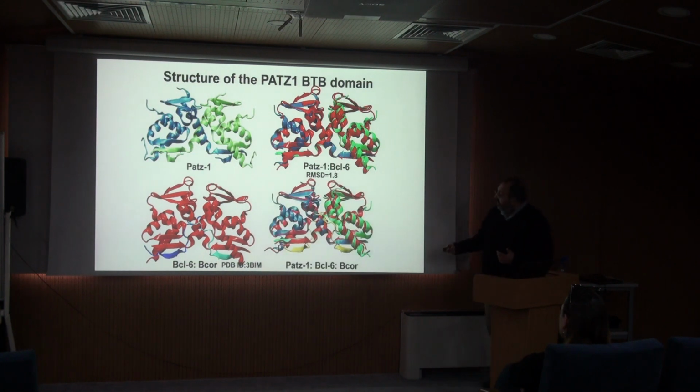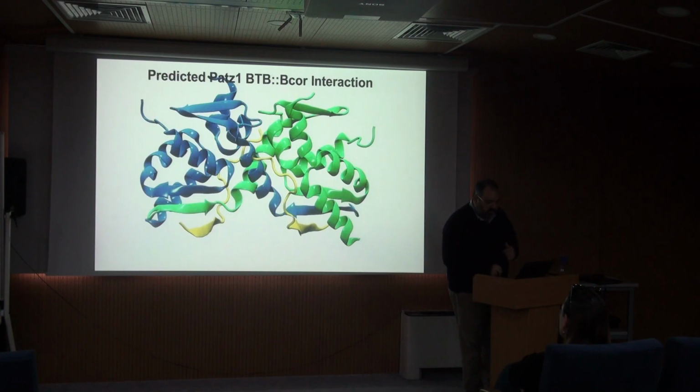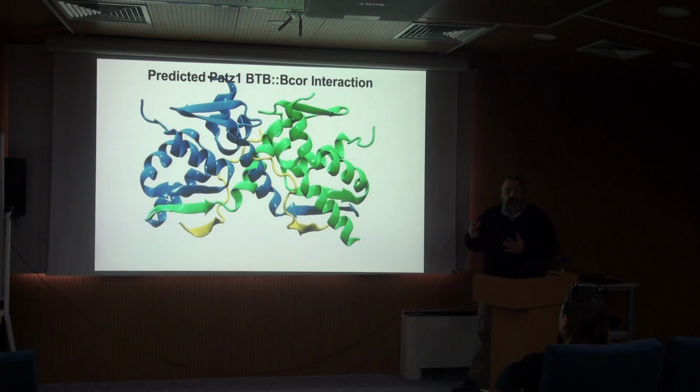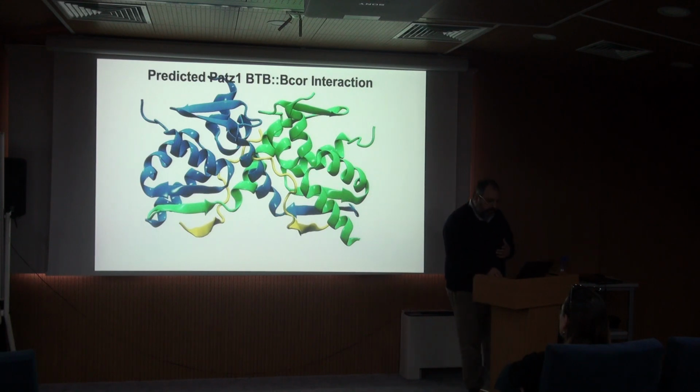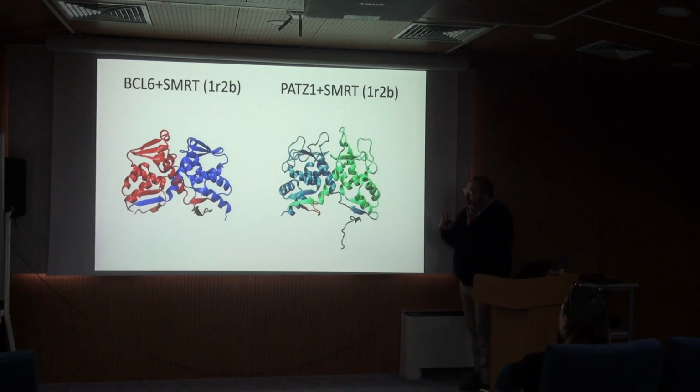And we predict that in this overlay, so this is a complicated overlay, but we have PATS1 dimer, BCL6 dimer, and the core repressor dimer on top of each other. And it looks like the core repressors could find some region in PATS1 that it can interact with. So this is our prediction of PATS1's interaction with the core repressor, shown in yellow. The PATS1 is green and blue. But in fact, we don't think that's the case.